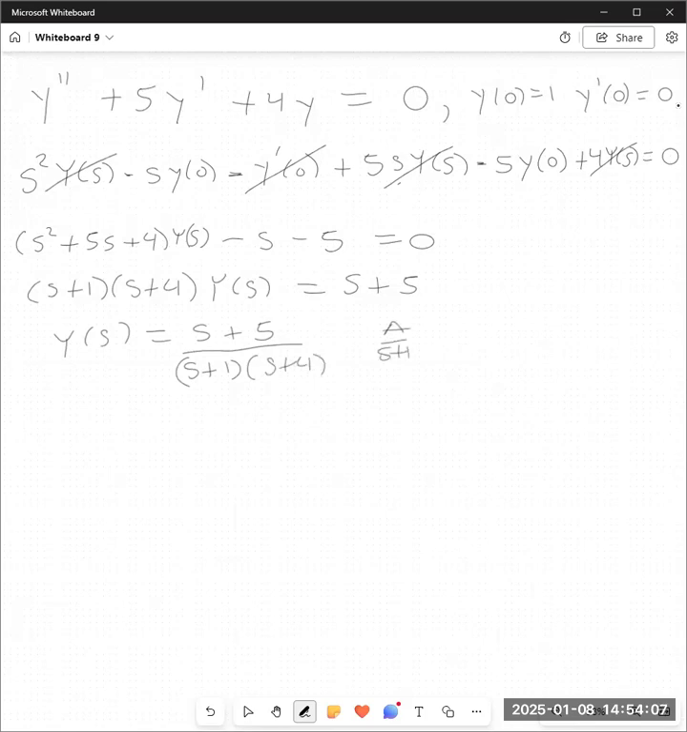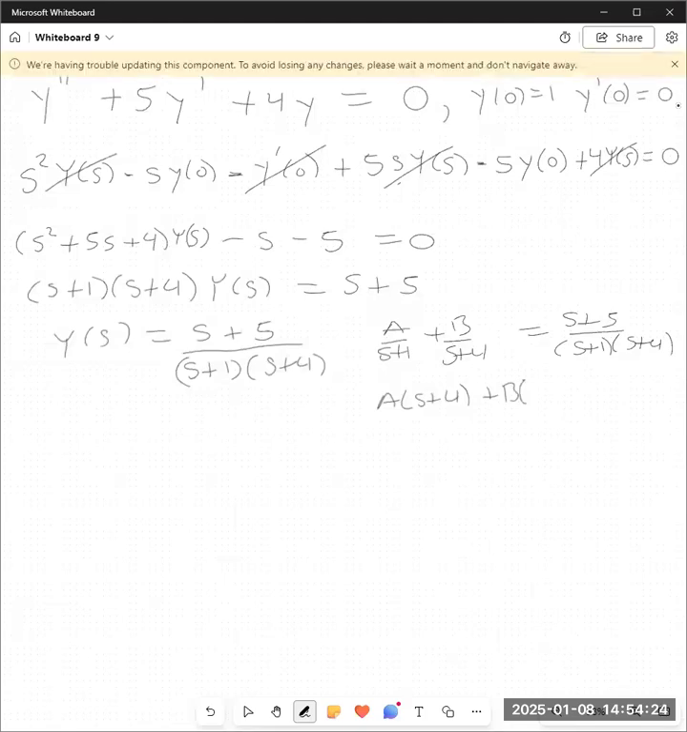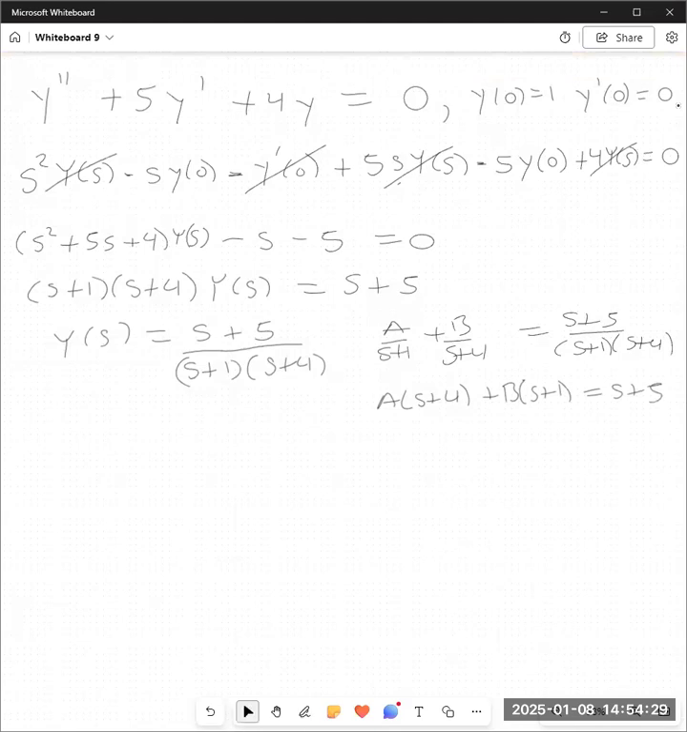A over s plus 1 plus B over s plus 4 is equal to s plus 5 over s plus 1 times s plus 4. A times s plus 4 plus B times s plus 1 is equal to s plus 5. Letting s be equal to -1, 3A is equal to 4, A is equal to 4/3. Letting s be equal to -4, -3B is equal to 1, and B is equal to -1/3.